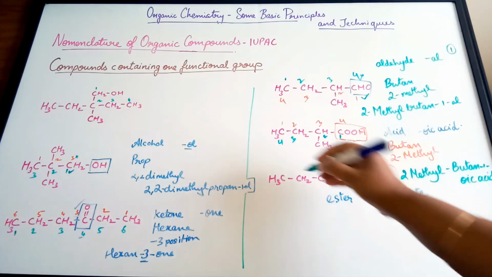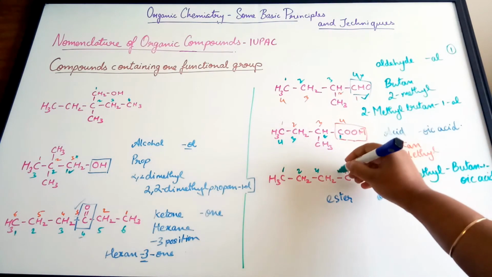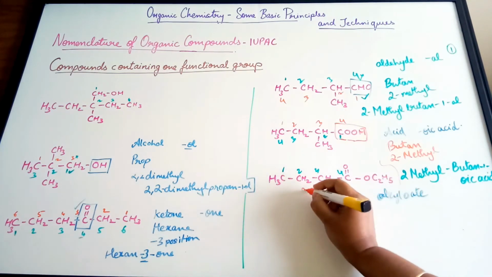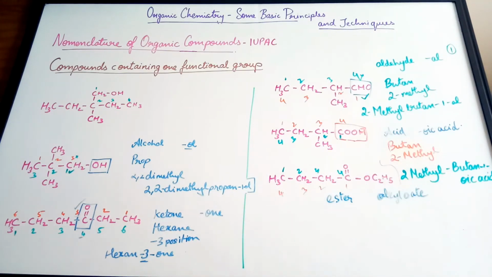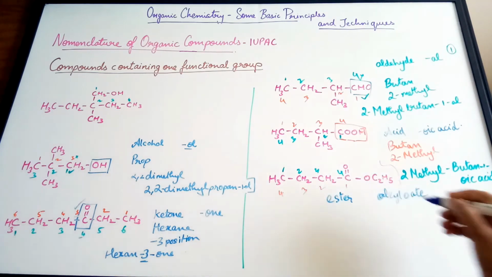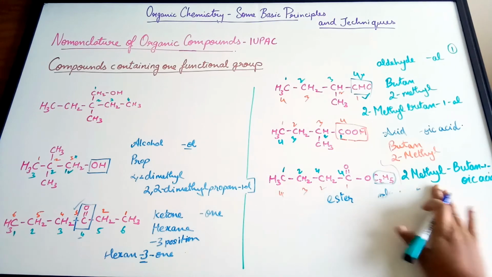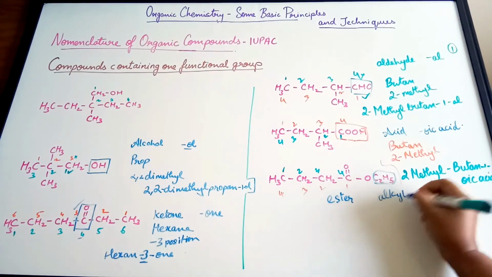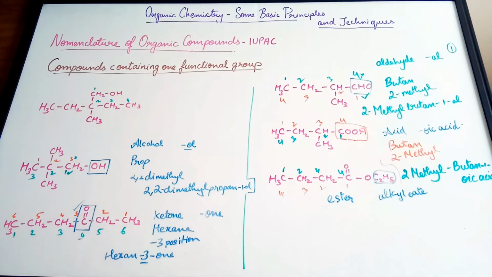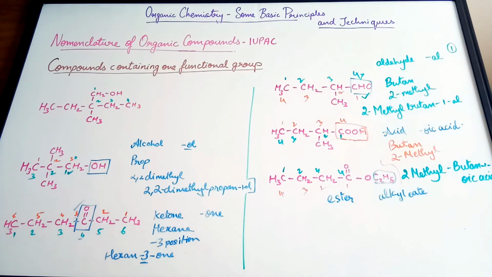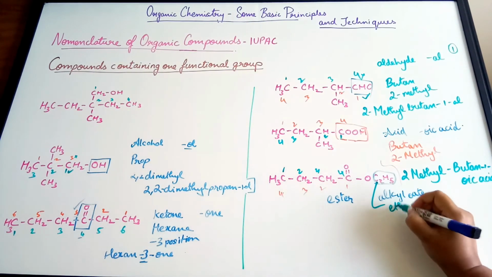First, let's number the carbon chain, 1, 2, 3, 4, and backwards as 1, 2, 3, 4. So obviously we will be selecting this way, so the functional group is in the first position and we need not worry. And we know C2H5 is an ethyl group. So the alkyl group which is attached to the ester is an ethyl group.